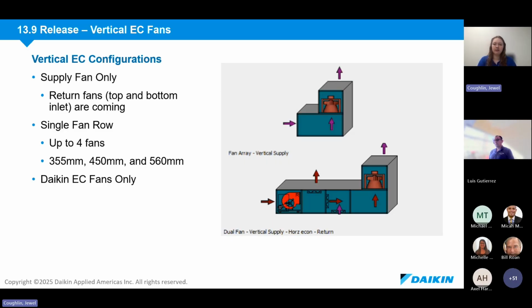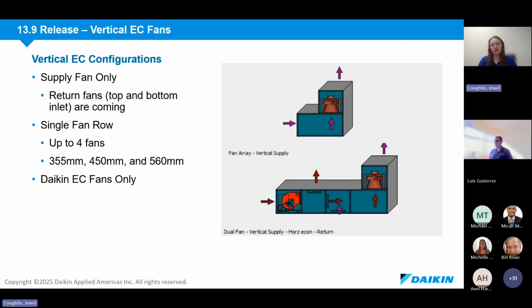The vertical EC fan arrangement allows you to place a vertical EC fan directly above your coil section. This allows you to maximize your cabinet space and fit units into tighter spaces. Currently, the vertical arrangement is only available for supply fans. Return fans with top and bottom inlets are in development and will be released in the future.